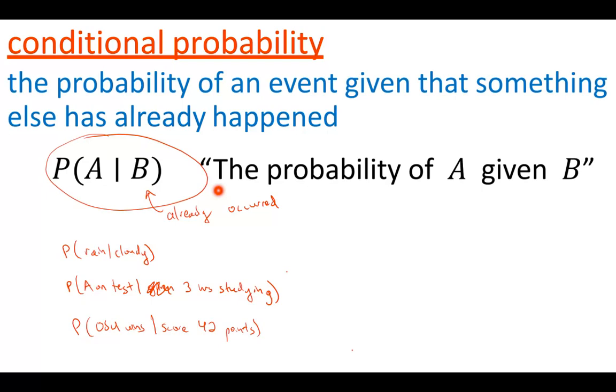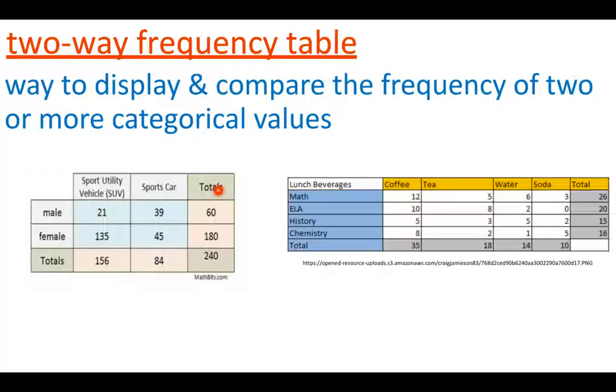We also need to talk about something called a two-way table or a two-way frequency table, because that's what we're going to be using to determine these frequencies. So this is just a way to display and compare two, or it could be more, categorical values. In the case of these two tables, in one we're comparing males and females on what type of cars they prefer, whether they prefer SUVs or sports cars. And in the other one, we're comparing math teachers, English language arts teachers, history teachers, and chemistry teachers, and the beverages they prefer with their lunch, whether it be coffee, tea, water, or soda.